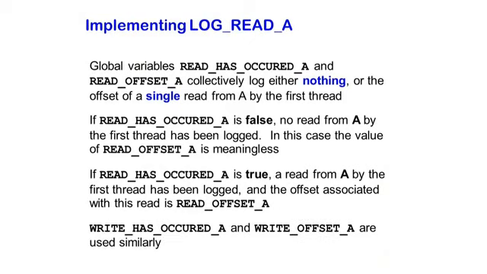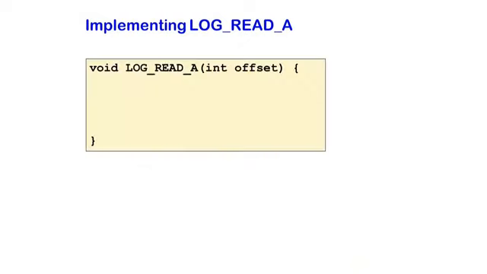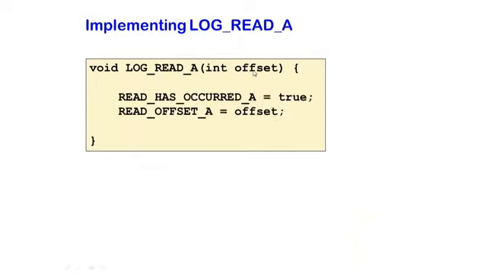Write has occurred A and write offset A are used similarly, by the way. But let me show you how this works. The log read A procedure takes an int offset. And what it could do is just say that we're logging a read, so read has occurred A becomes true, and read offset A becomes offset.